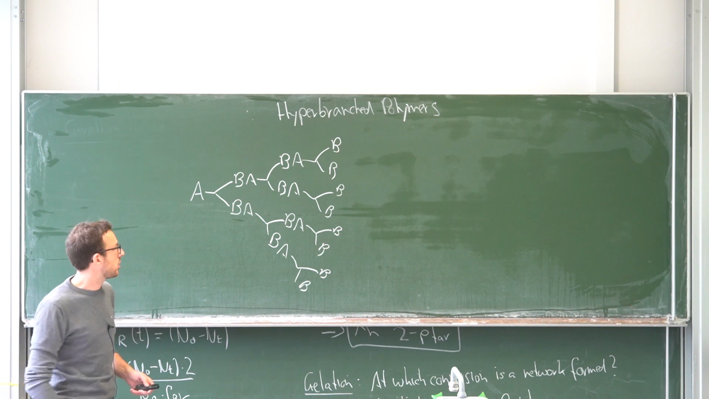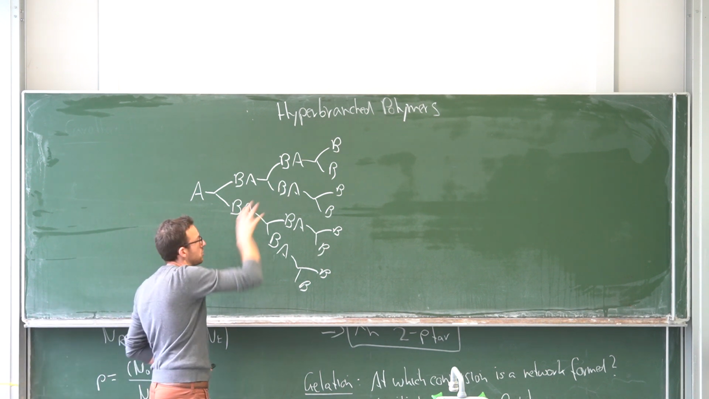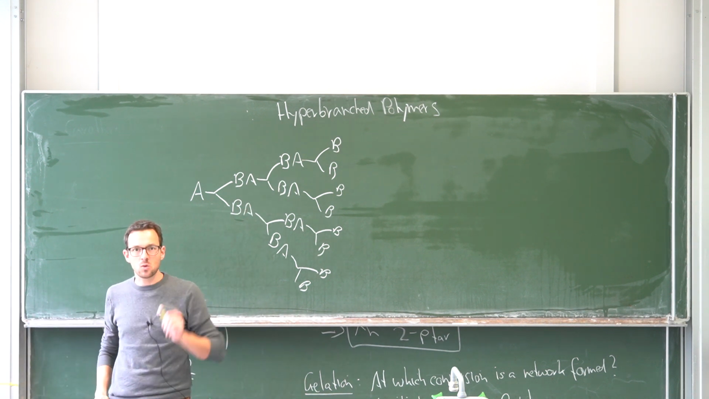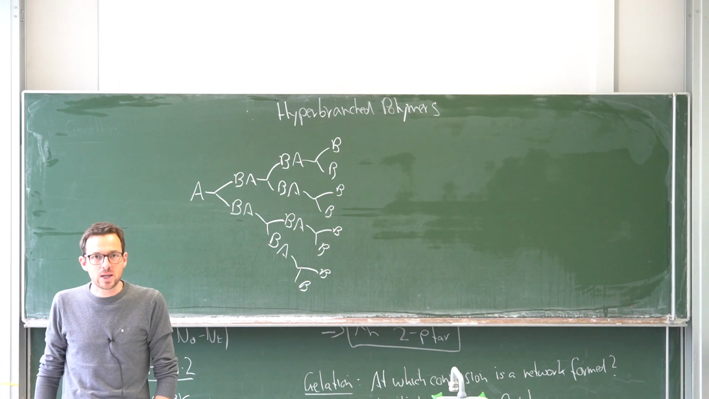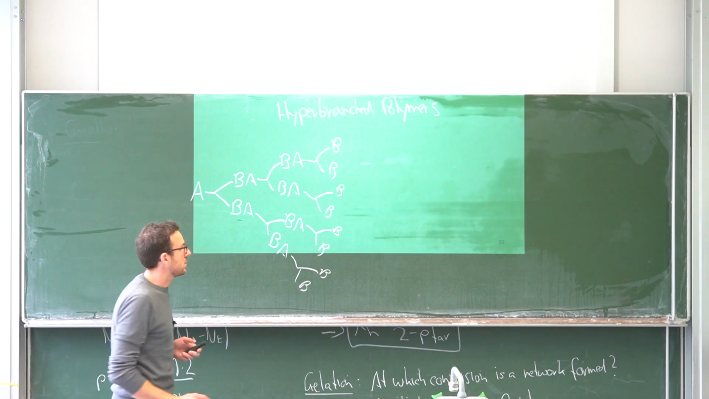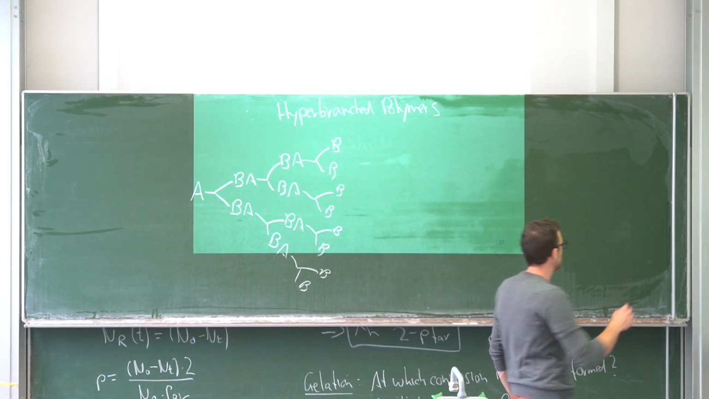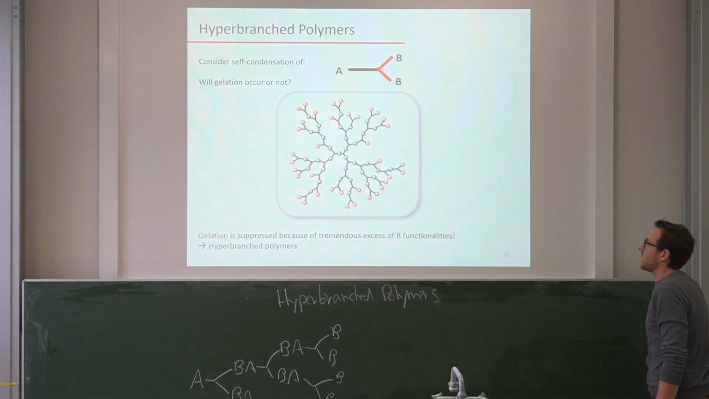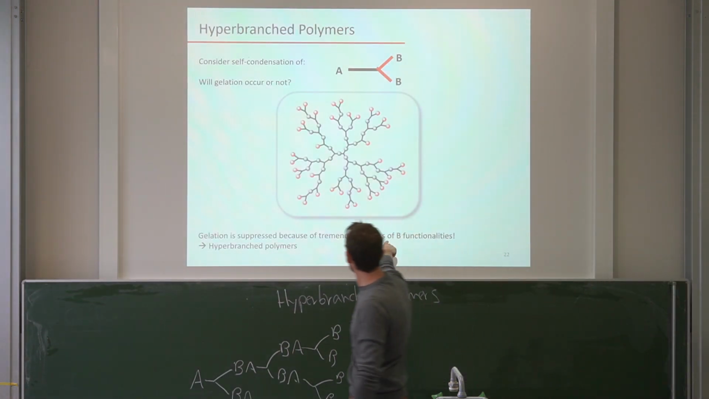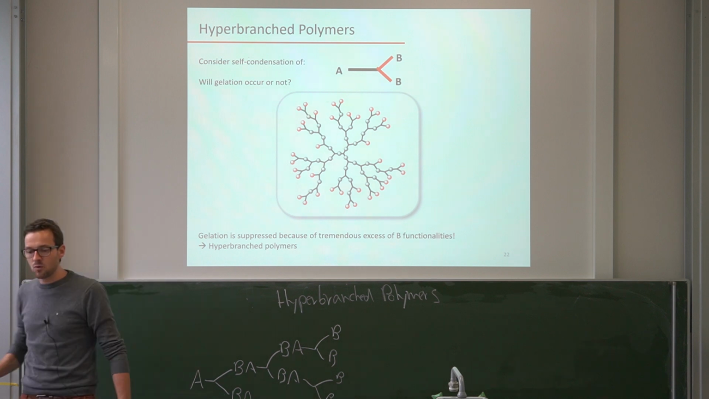And this is why such polymers are known as hyperbranched polymers. They are by far no linear polymers. No, they are much branched, but there are also no polymer networks. And let's use the last 5 minutes of this lecture here to see why this is interesting. So here again you see this. Gelation is suppressed because we have so much B with respect to A.